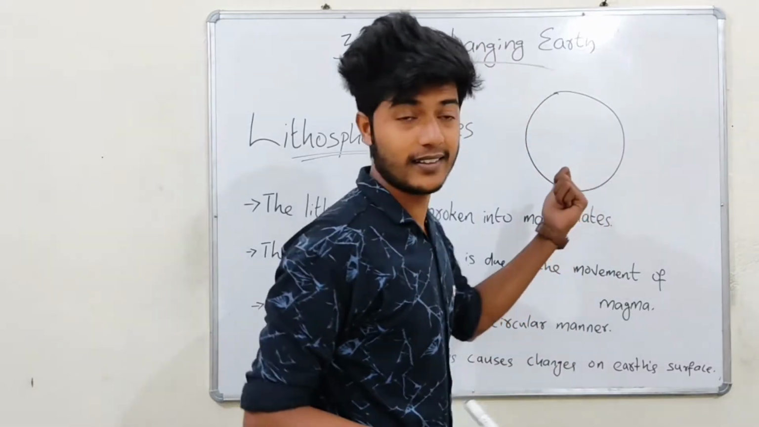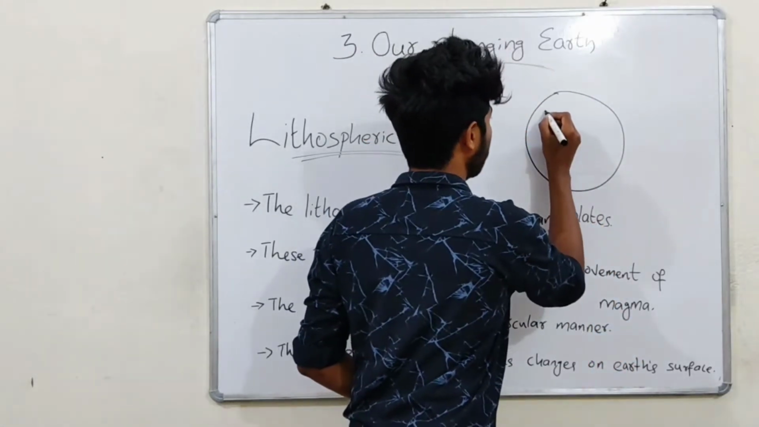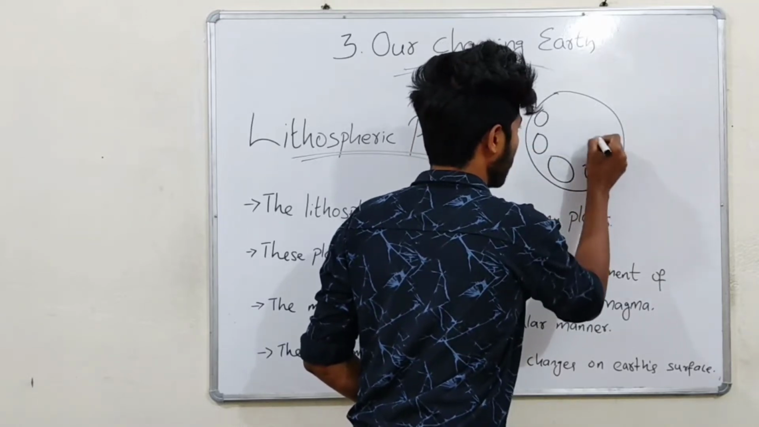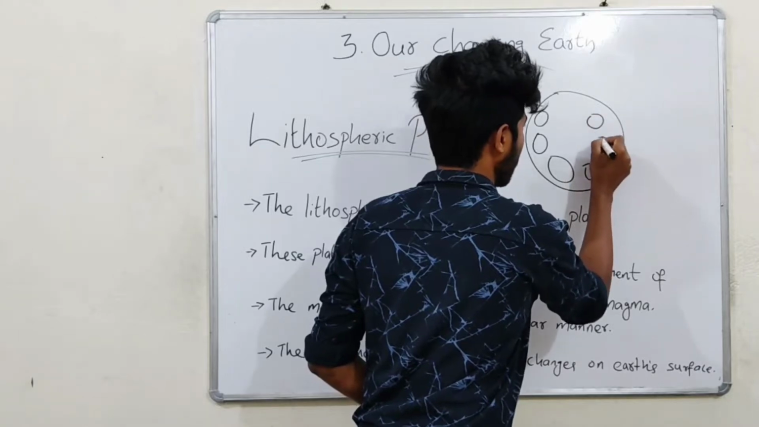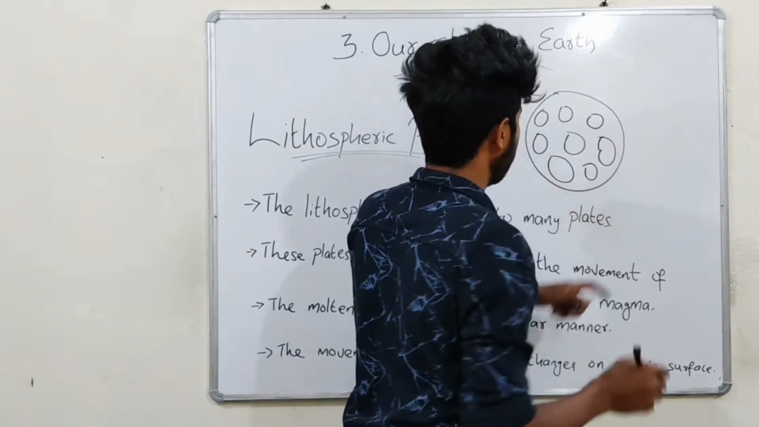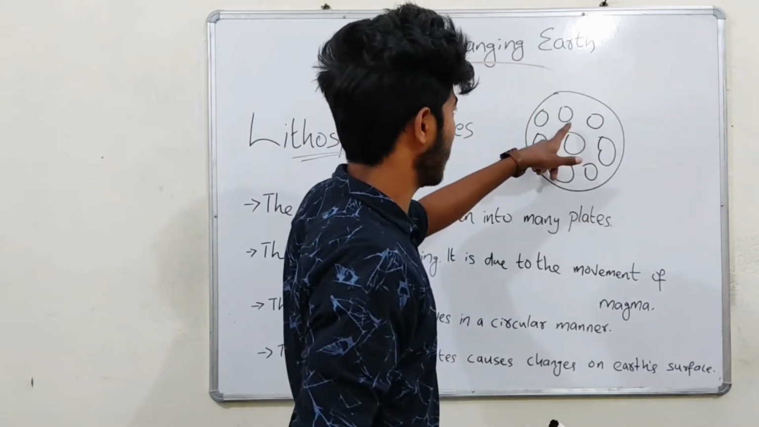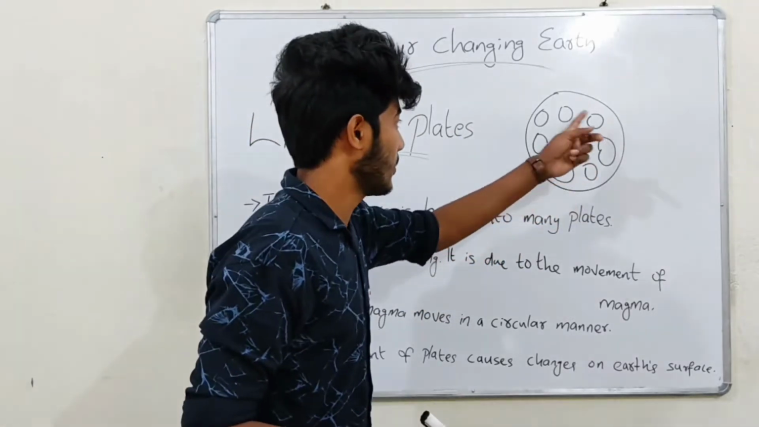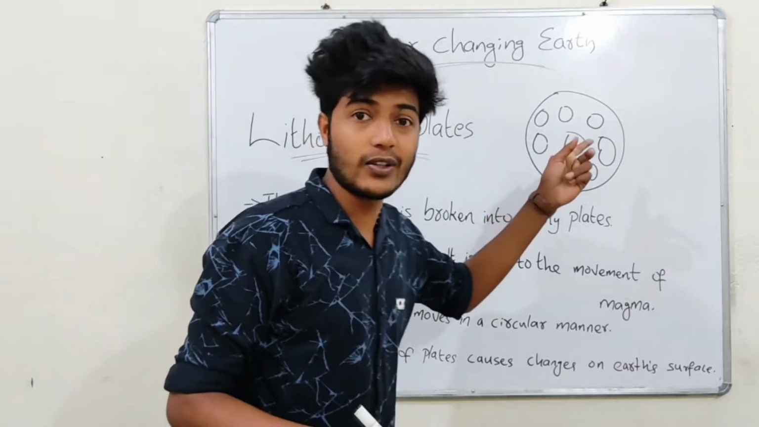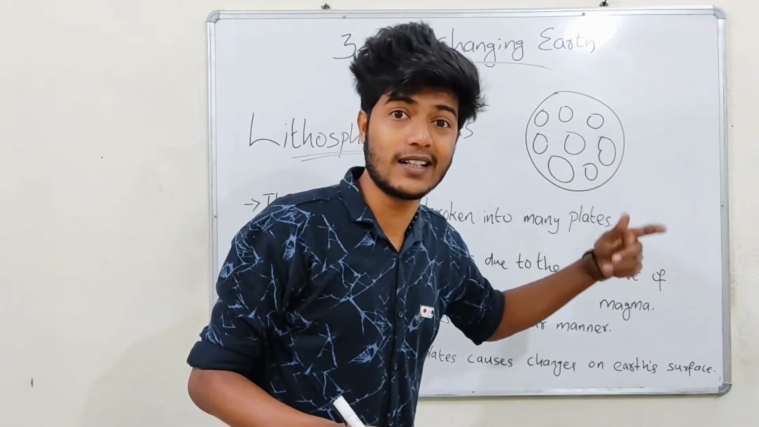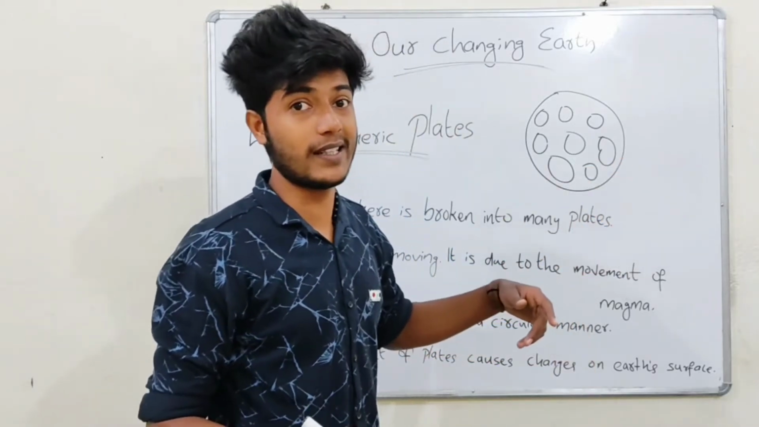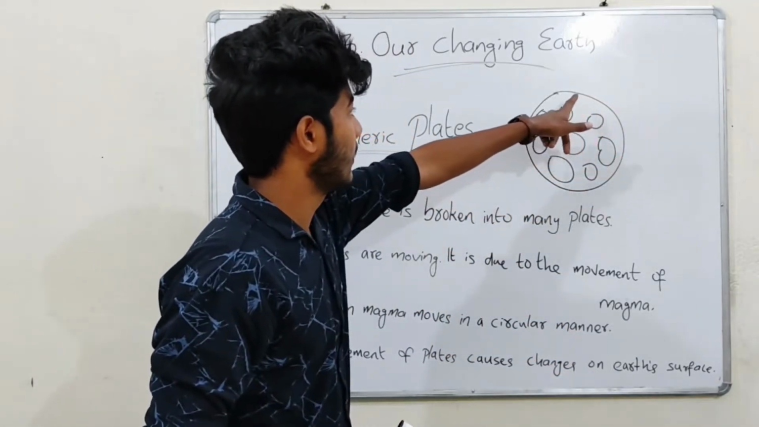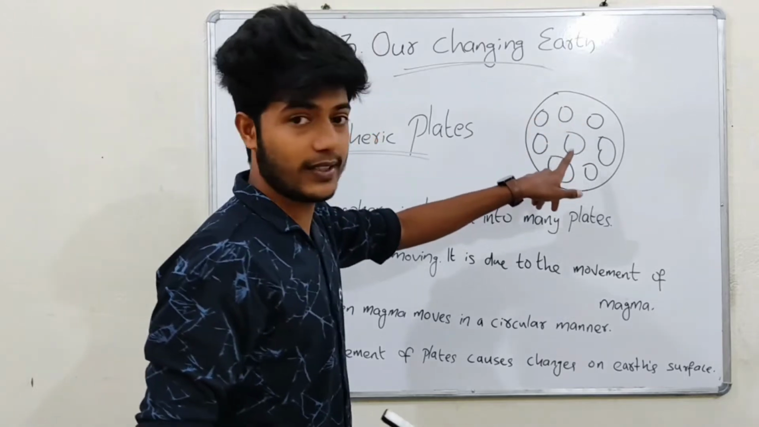Think that this is the earth. I will try to make it simple. Think that this is the earth, and these smaller circles are the lithospheric plates. There are larger and there are smaller lithospheric plates. All the plates are different. Now listen, this is the earth, these are the lithospheric plates.